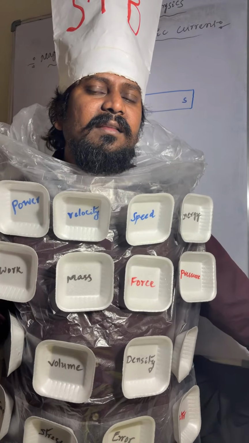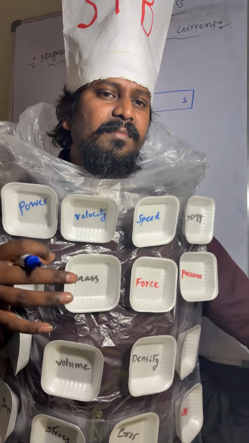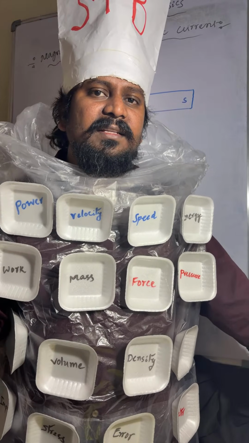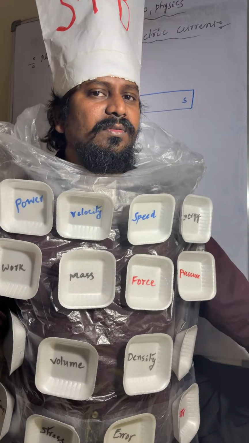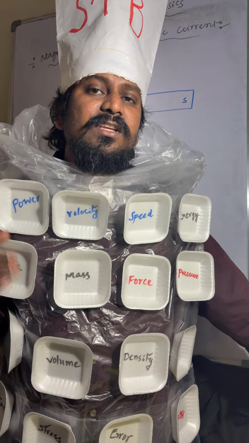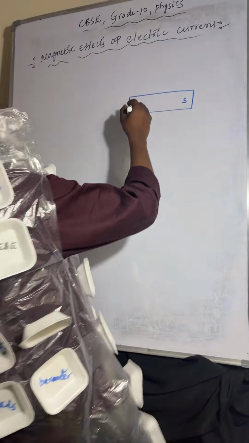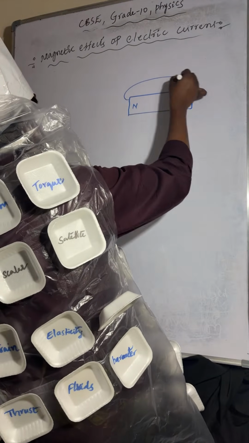Around the magnet, the magnetic field lines go from north to south. Inside the bar magnet, the magnetic field lines go from south to north. We'll see here. So around the bar magnet, the magnetic field will be north to south.